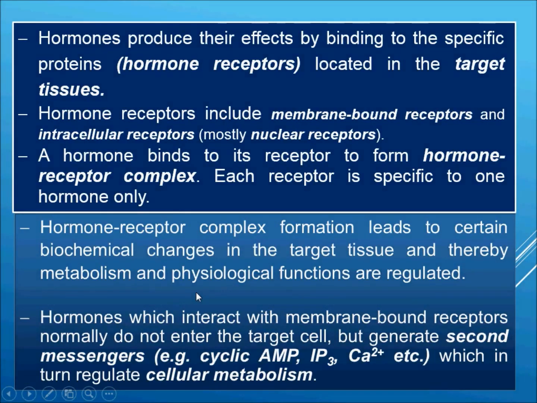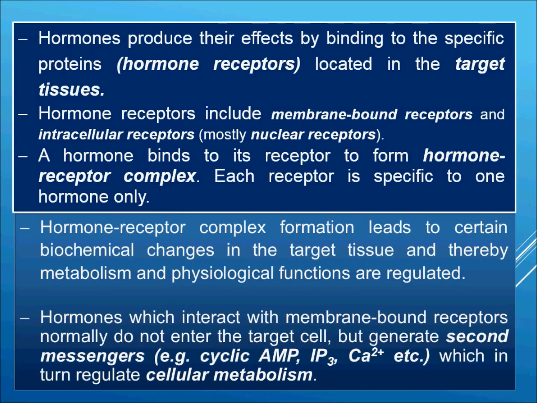Now hormones produce their effects by binding to specific proteins known as hormone receptors, which are located in the target tissues. I have shown you in the diagram the target tissue was the ovary, that has membrane bound receptors. Hormone receptors include membrane bound receptors and intracellular receptors.